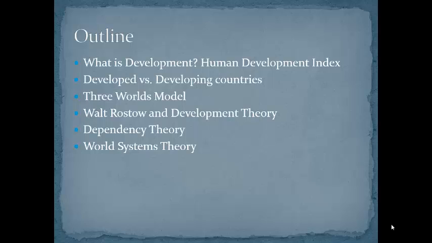We'll begin by trying to establish what exactly development is by examining the Human Development Index, a stat for comparing how highly developed countries are to one another. We will then be discussing several different models for categorizing countries. And those models are the idea of comparing developed versus developing countries, the three worlds model, Walt Rostow's model of development, dependency theory, and finally world systems theory.